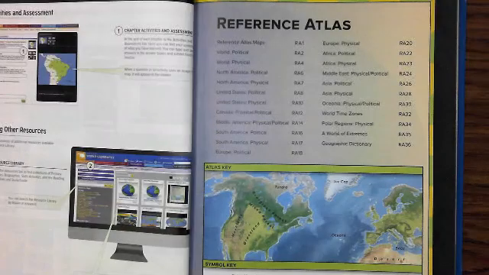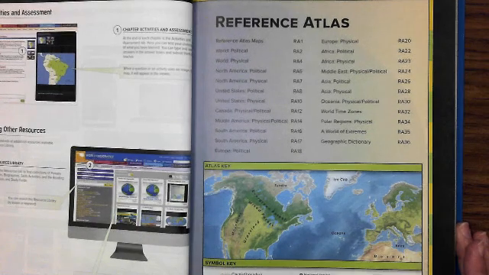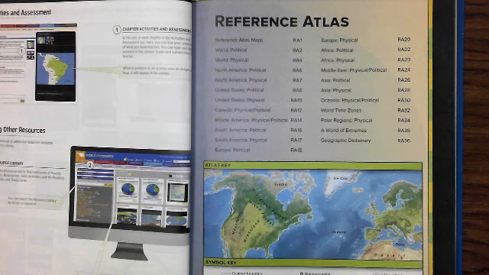We're going to look at the reference atlas and the introductory pages to Unit 1 and Chapter 1 so that tomorrow we can get started on Lesson 1. I'm going to go through this pretty quickly. I want you to look at your books, but I am going to have it up on the screen so I can point things out.